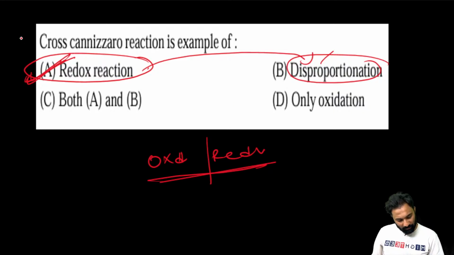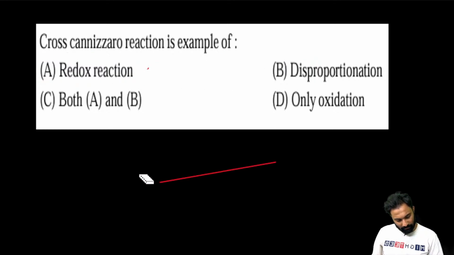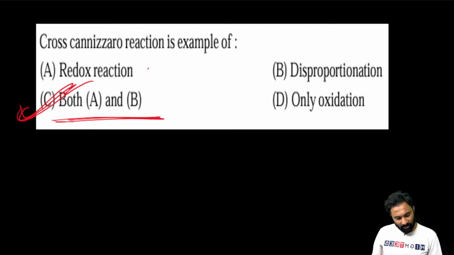Disproportionation, oh, both A and B, yes, both A and B. I did not see the option. Okay, both A and B. Right, option C.